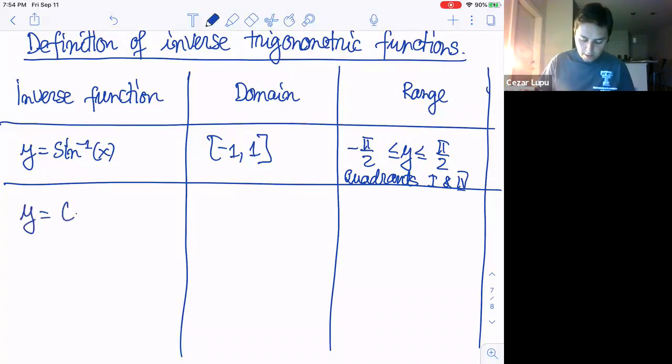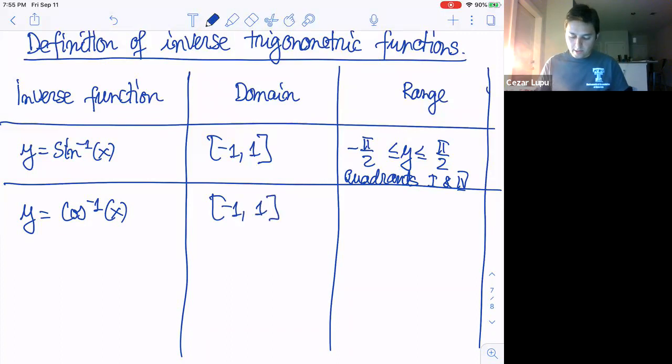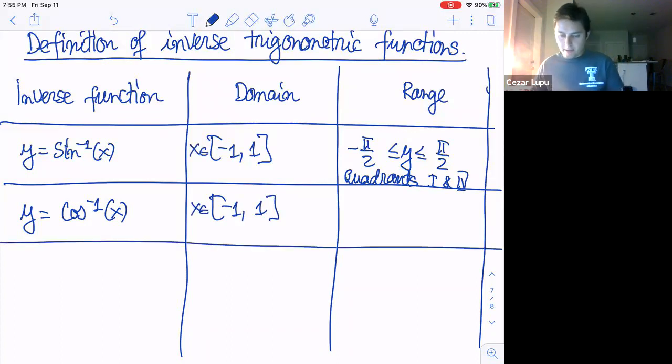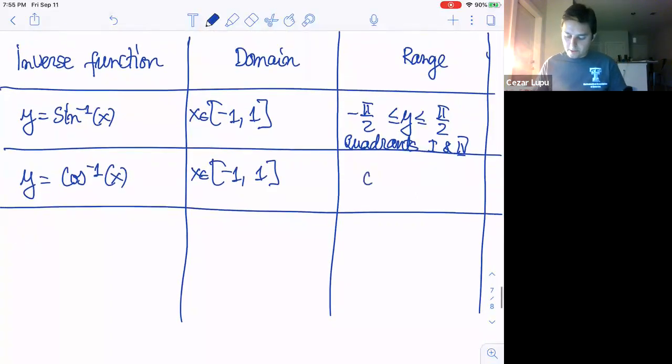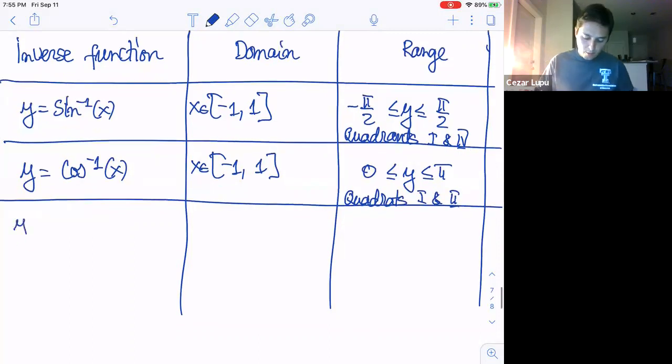All right, let's see the second one. We'll take cosine inverse. Again, the same thing will happen here. The domain will be -1, 1. All the values x for which, well, let me put here x is in this interval. And the range will be, y will be between 0 and pi. So this will be quadrants 1 and 2.